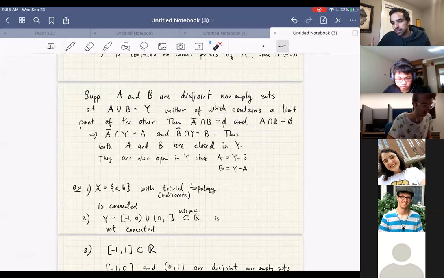Note that, so let me make a comment. Note that the way it's written in the book, it's not saying that a separation of Y is a pair of disjoint non-empty sets A and B, period. Right? It's saying that it's a pair of disjoint non-empty sets with an extra condition, which is neither of which contains the limit point of the other. And this extra condition in particular implies that A and B are open.